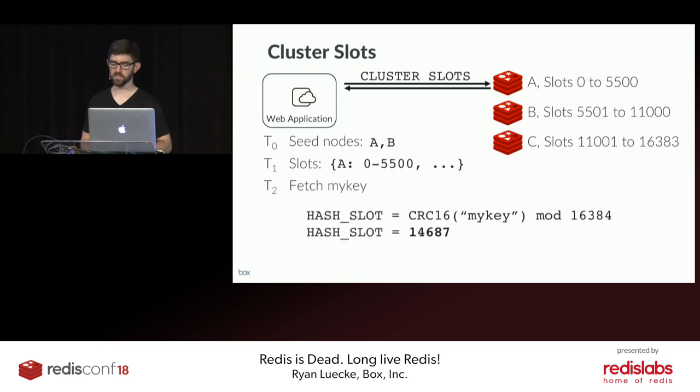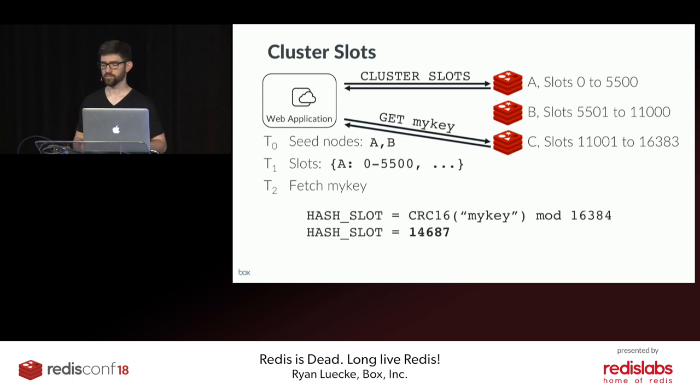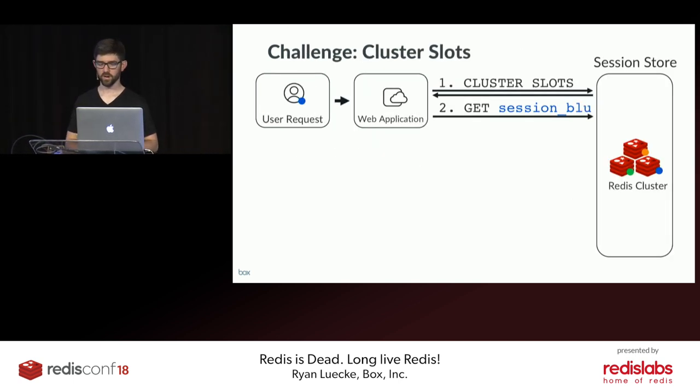And so then at T2, we can fetch the key that we want to fetch. And we do this calculation to determine, as a client, which hash slot owns our key, which is 14,687. And you can see that this is owned by node C in its range. And so now we're able to go directly to that node and to get my key. So now that we know how cluster slots works, what is going on with our latency problem? How is this related? If we go back to our user request in our web application, it turns out that this particular web application only does work as long as it needs to fulfill the user request, and then it's terminated.